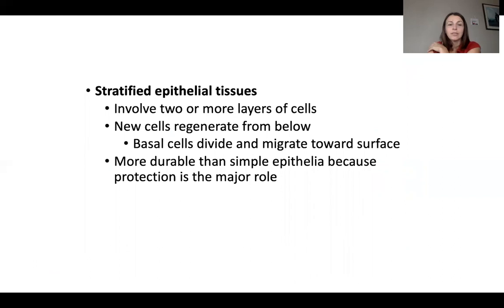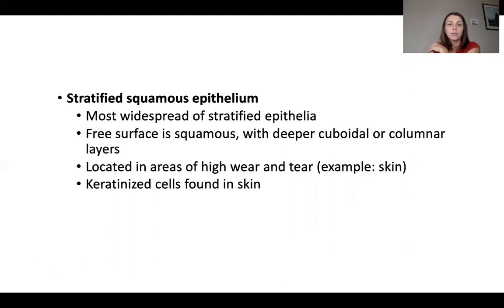Okay, if it's stratified, with two or more layers, the new cells will generate from below and then slough off or be removed at the apical surface. They're more durable because they need to be for their function, so they'll have characteristics within the cells that make them more durable. The free surface is squamous, with deeper cuboidal or columnar layers, located in areas of high wear and tear.